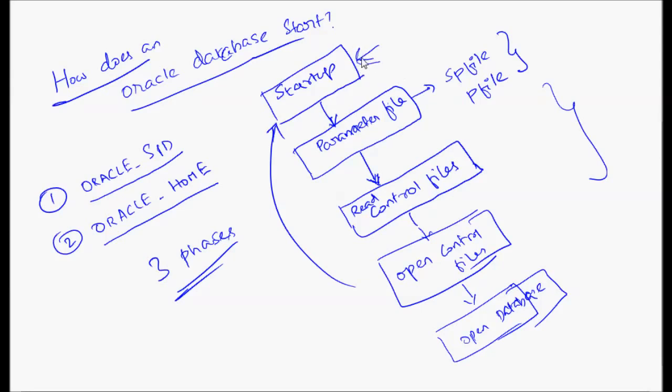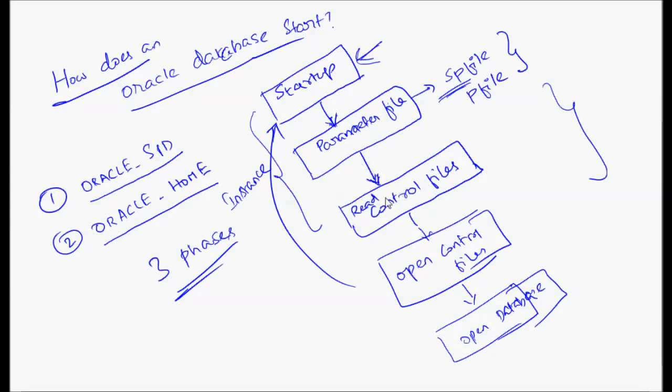So the first step is, when you issue a startup, it looks for a parameter file, and once it finds it, it reads the parameter file and finds out where the control files are located. The location of the control files is mentioned in the parameter file. The parameter file not only has the location of control files, it also has other memory parameters used to start the instance. So up to this part, it's only the instance.